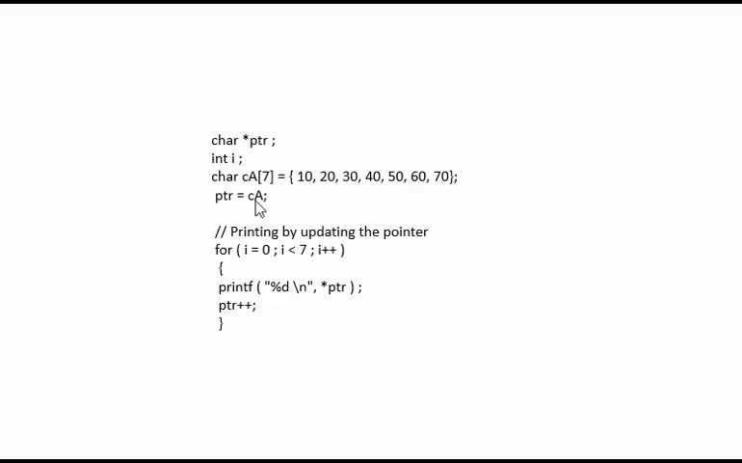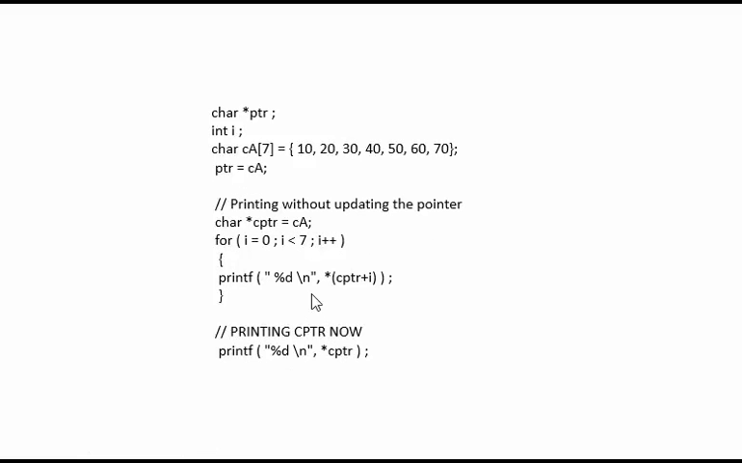As we know, we cannot do such a thing with CA, right? Because CA is a pointer constant. It always points to the first element, whereas pointer, as we keep updating with the plus plus, moves one location at a time. So this is printing by updating the pointer.